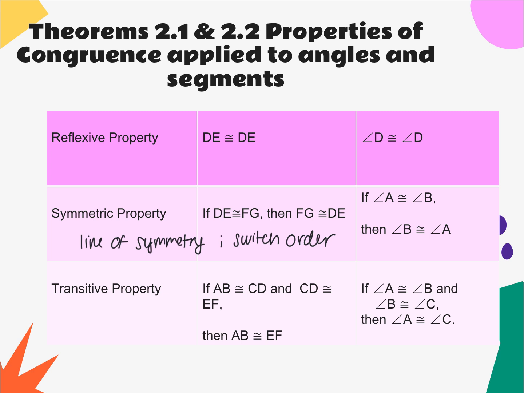Then you have transitive property. Transitive property means you're getting rid of that overlap. Think of it again as law of syllogism. So you're getting rid of what's overlapping, you're taking out that part.